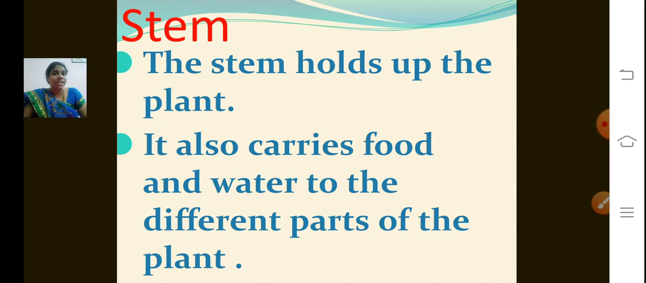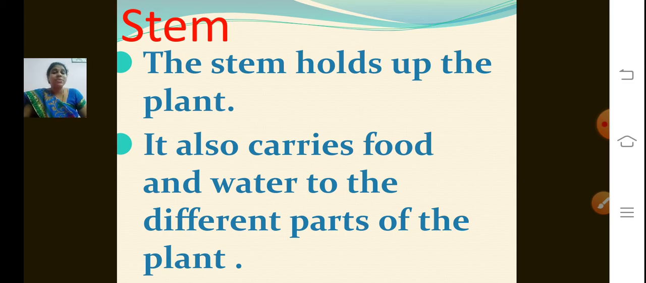What is the main function? It carries food. You all know that a plant produces food. Leaves will produce food, right? Which part of a plant will produce food? Leaves. So that food, who will carry that food now? The stem will carry this food and water. It carries the food and water to the different parts, to the root, to the flowers, like that.